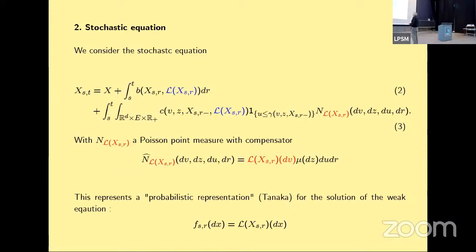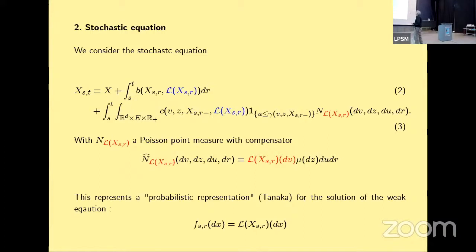But what is special is that L, the law of the solution, appears in the coefficients, and the law of the solution appears in the intensity measure of the jump measure. From the point of view of the law coming in the coefficients, this is an effect of McKean–Vlasov type, and from the point of view of the law of the solution in the intensity of the Poisson point measures, this is a Boltzmann type equation. And it's not clear that you have a solution of such an equation, of course. But if you have a solution, some X_{s,t}, which verifies such an equation, one calls this a Boltzmann process.